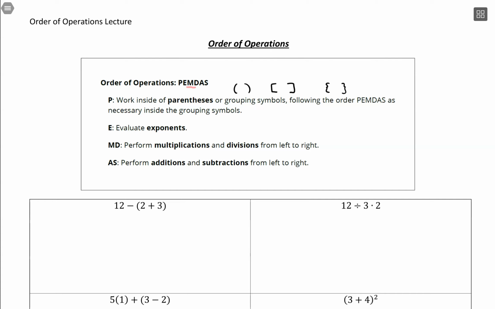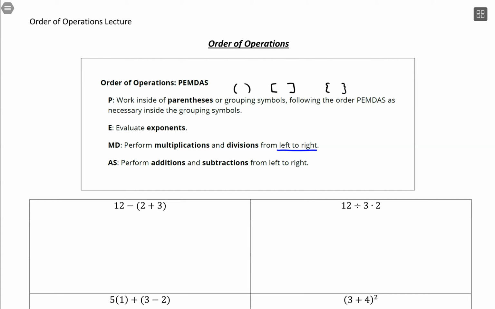Then where it says M and then D, really there's no order to this. These go together. So multiplication, division, which are very similar operations. I could almost say they're the same operations, just with different organization to them. If we see multiplication and division together, we simplify reading from left to right. So I'll give an example with that down below.